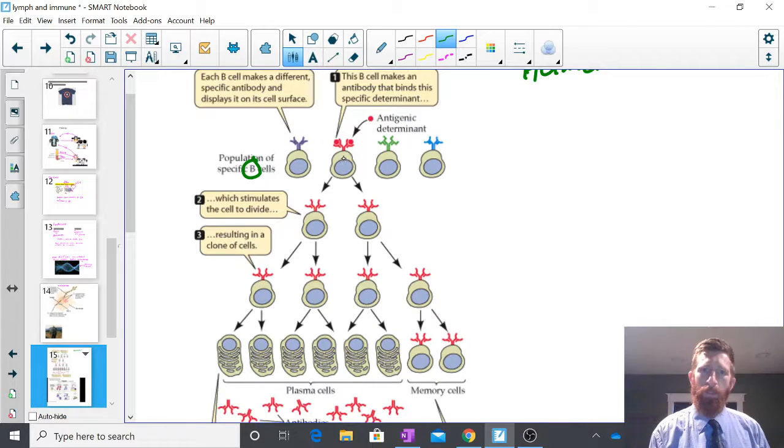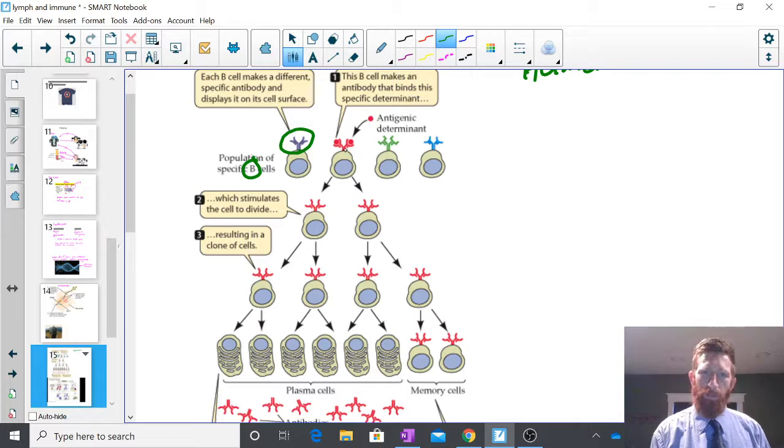And then each B cell, you'll remember, has one specific antibody. So you'll notice that this cell doesn't have like this green one or this blue one right here, but each has a specific antibody that reacts to a specific antigen. Right? Remember our mantra from biology and AP biology: shape determines function. Okay, perfect.